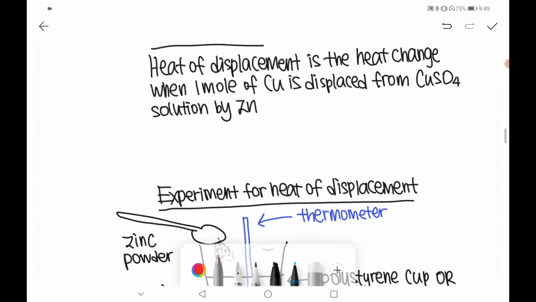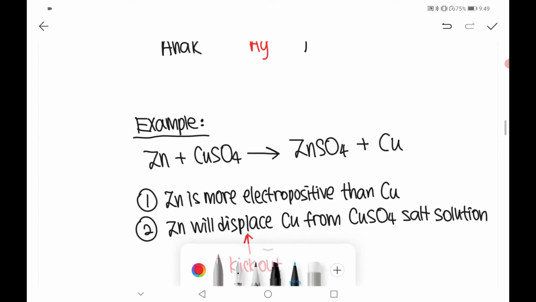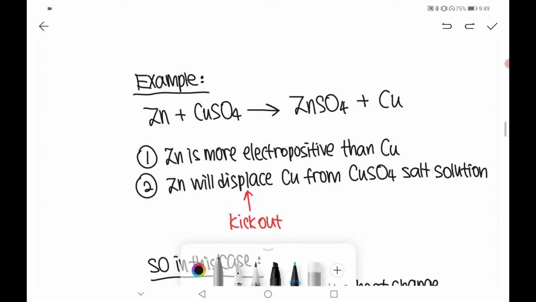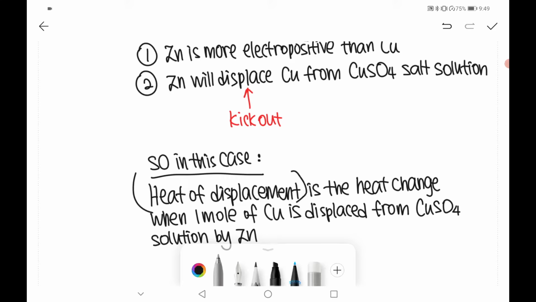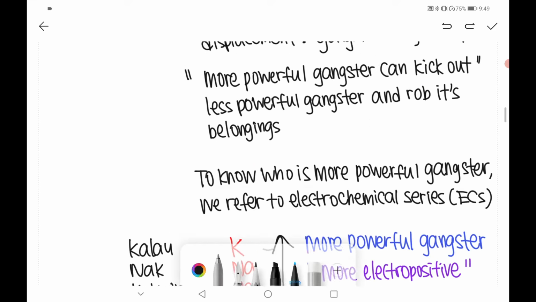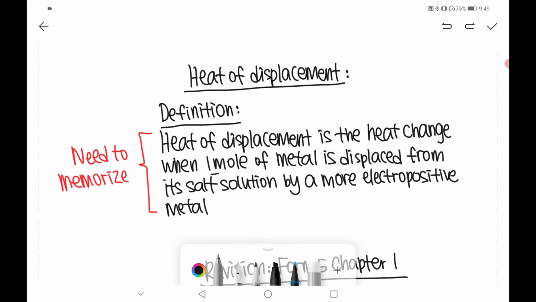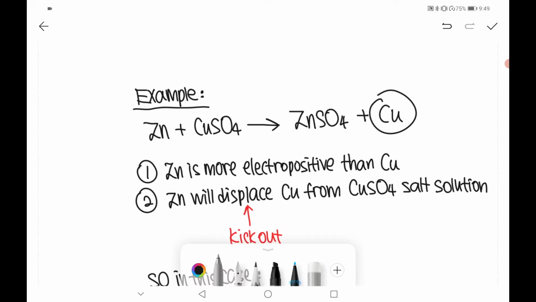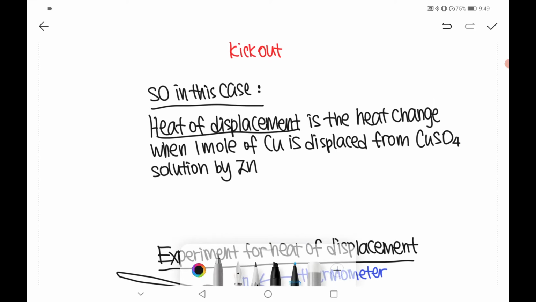After we learn about the definition, if we want to use the heat of displacement in this case, can or cannot? Can, right? So in this case, what is the heat of displacement? When we go for the heat of displacement, we must kick out 1 mole of metal. What is the metal that we kick out? The metal we kick out is copper. So we write, heat of displacement is the heat change when 1 mole of copper is kicked out.